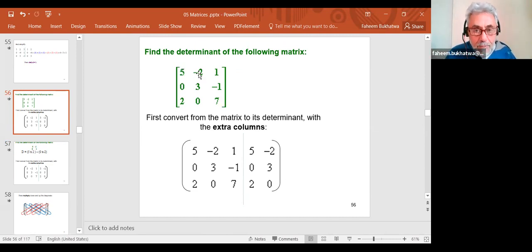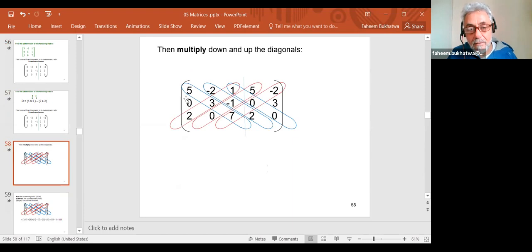Or let's add those 2 columns, 5, 0, 2 beside it, and minus 2, 3, 0. And now we have this column plus those columns. So multiply 5 times 3 times 7 plus minus 2 times minus 1 times 2 plus 1 times 0 times 0. And then the multiplication of those 2, 3, and 1 minus this one, 0, minus 1, and 5. I'll just go through it because it's quicker. It's easy to do. So first we extend the matrix by 2 more columns, and then we take those diagonal values with a plus sign. We take those products, that's 2 times 3 times 1 with the minus, and then minus again, 0 times 5 times 1, which is this one here.